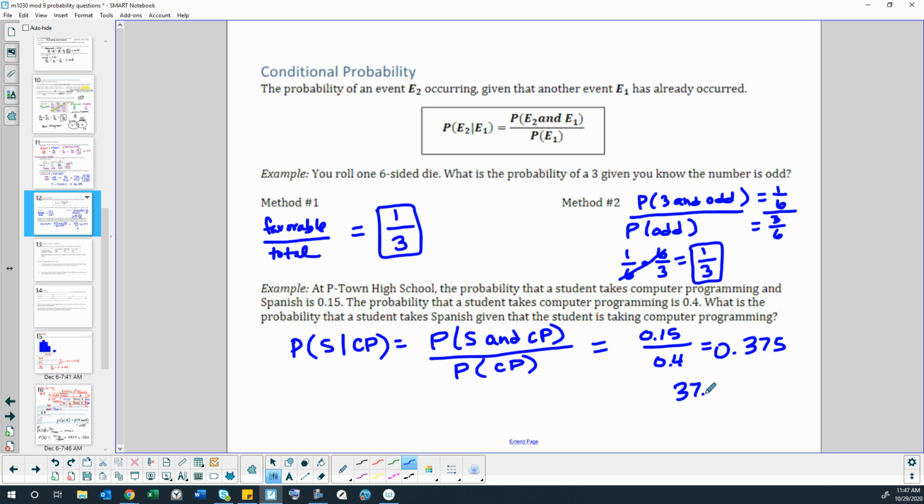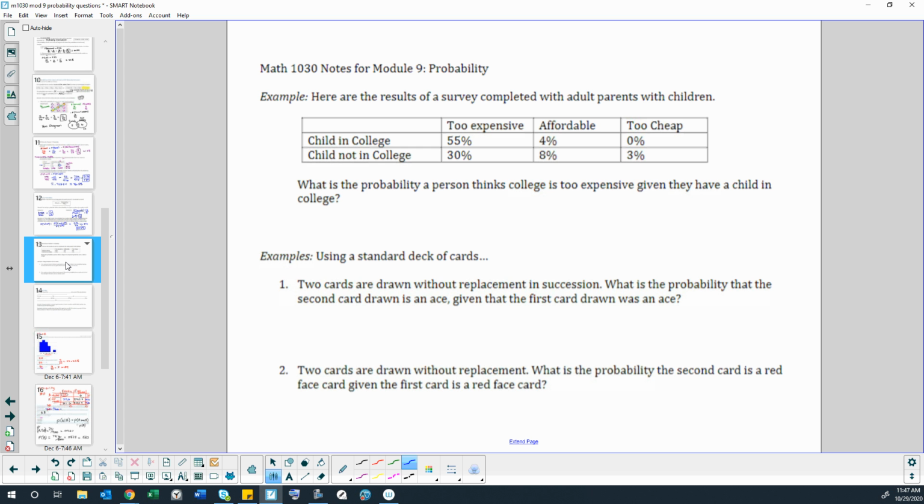or a 37.5% chance. So a little over a third of any given computer programming student would also be in Spanish at this school. We're going to keep going over on to page 6.